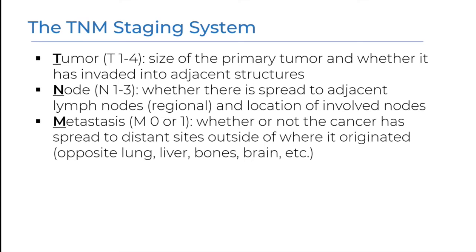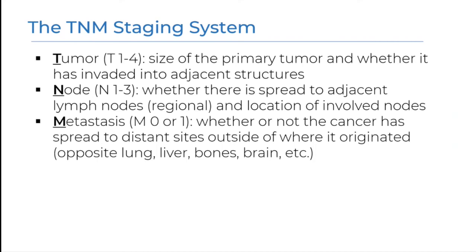And then finally, M stands for metastases. M0 or M1 basically means whether the cancer has spread to distant sites outside of the lung where it originated. If the cancer has spread outside of the chest, for example, in the liver, in the bones, in the brain, in the adrenal gland, or the opposite lung, it will be called M1. So that is indicative of spread.